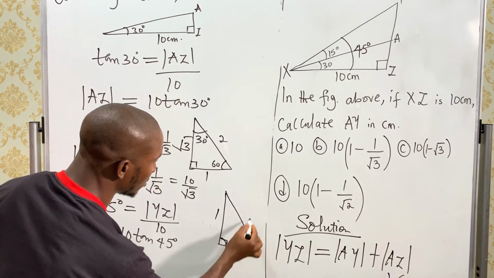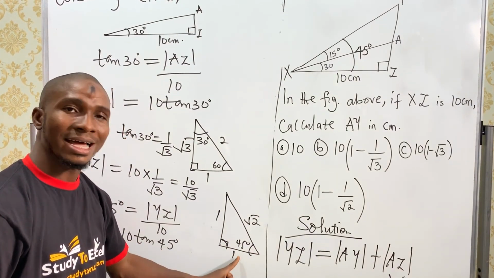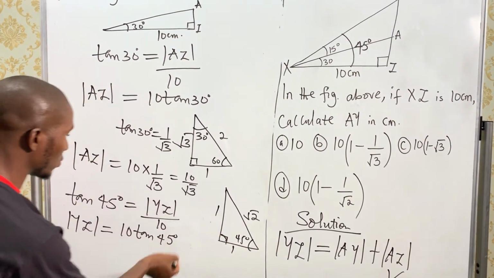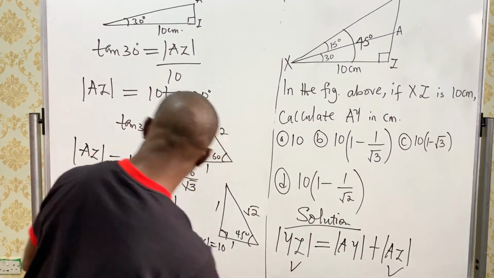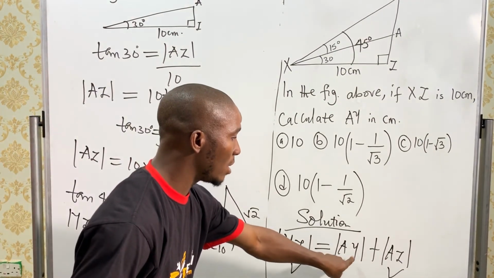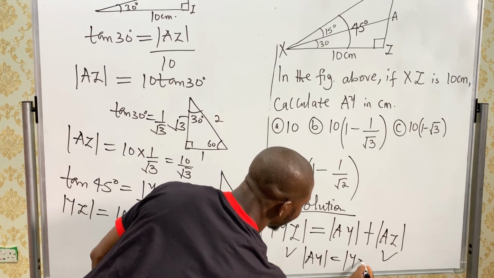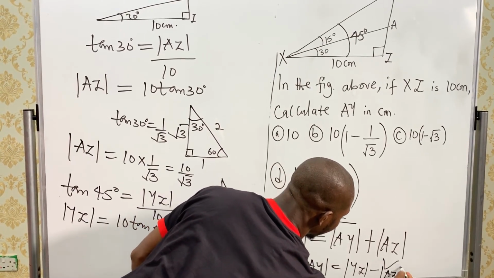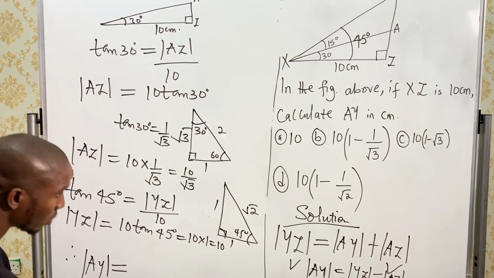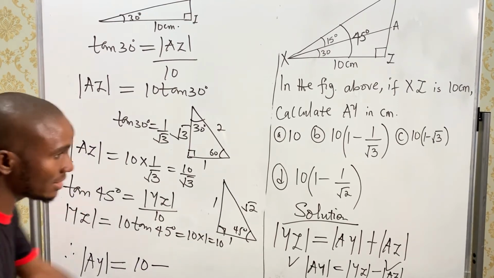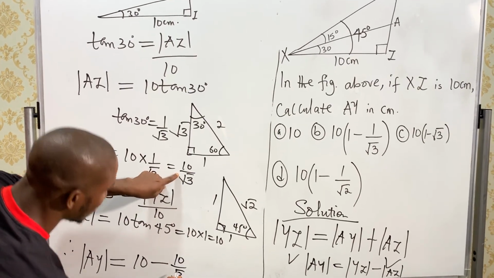Tan 45 degrees is 1. Tan is opposite over adjacent. So tan 45 is 1. This becomes 10 times 1, which is 10. Now, we've gotten YZ also to be 10. We can now find our AY. So AY from here will be YZ minus AZ. Therefore now, our AY will be equal to YZ, which is 10, minus AZ, which is 10 over root 3. So this is what we have.